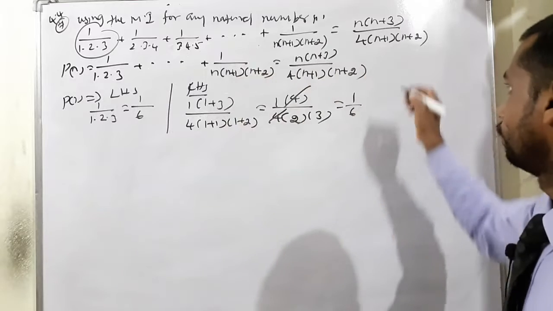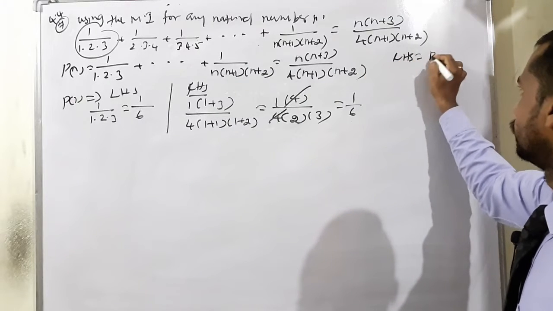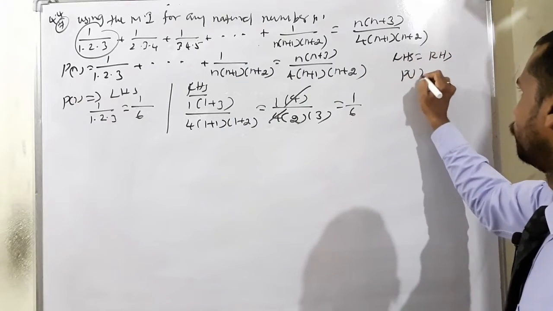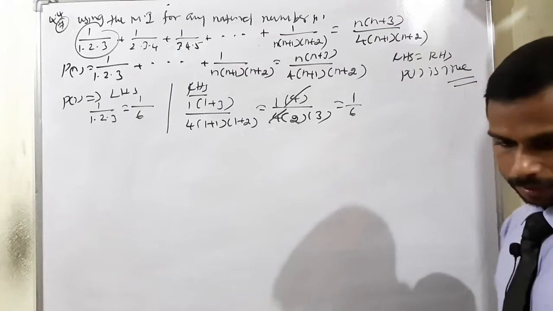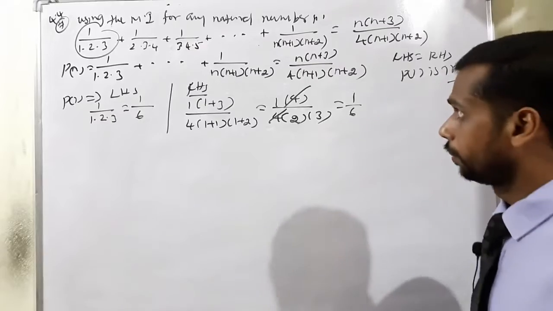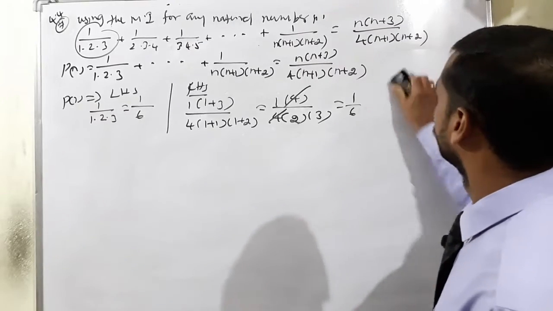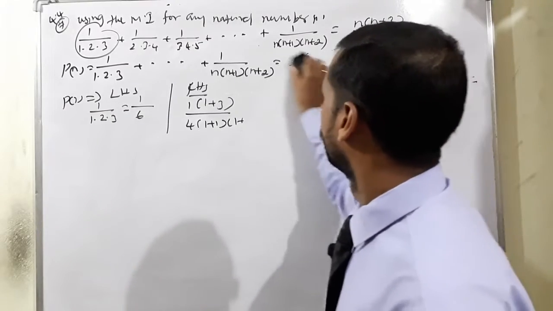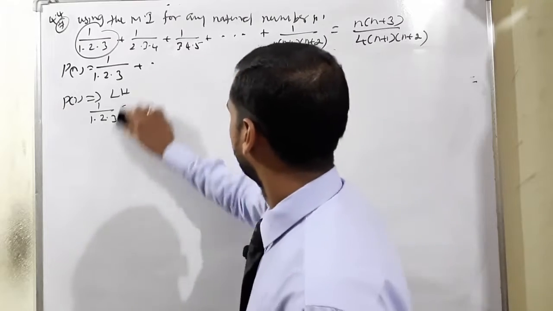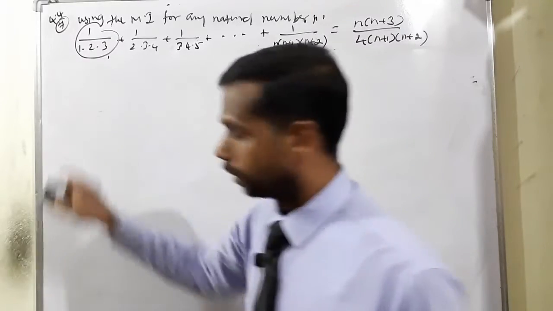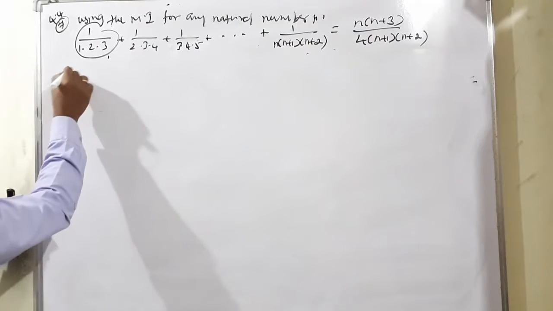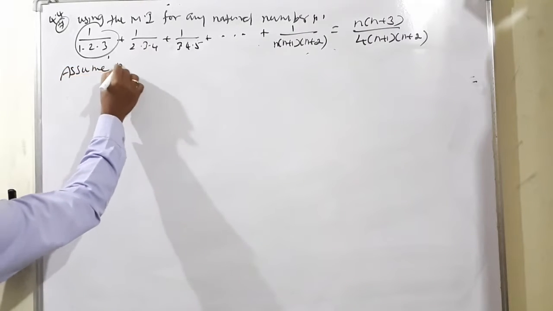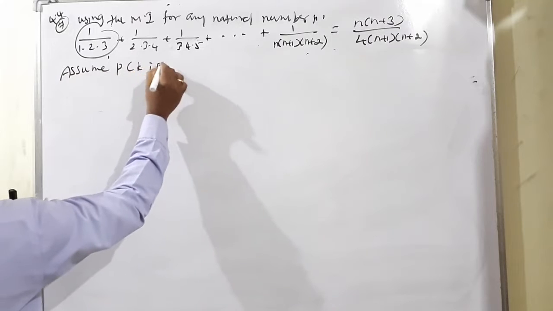Therefore, we can say LHS equals RHS, which means P of 1 is true. Isn't it? The first condition is clear. Then assume, isn't it? Assume P of K is true.